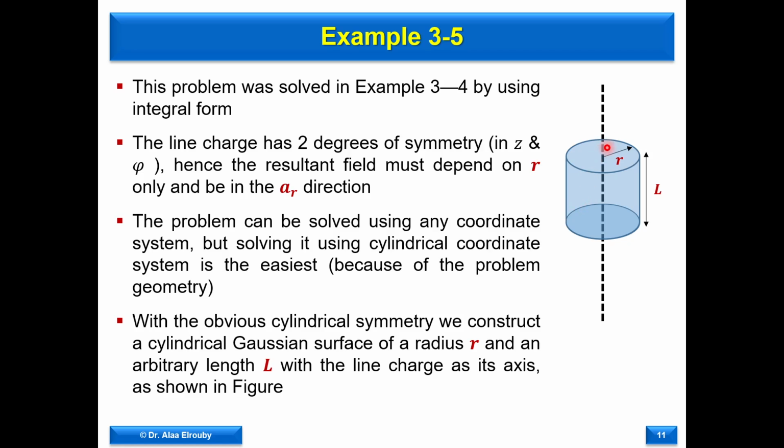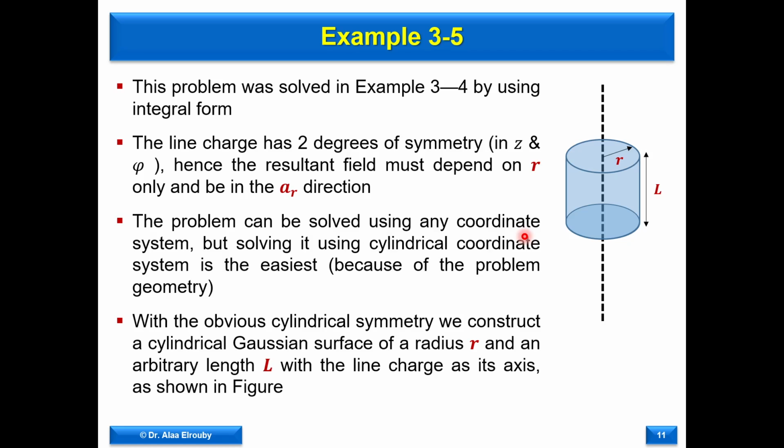From the symmetry, there is no preference for one position over the other along z, so there is no dependency on z. There is no preference for one direction over the other, so there is symmetry with respect to phi. So we must be able to expect the electric field to be in the AR direction and depend only on R.